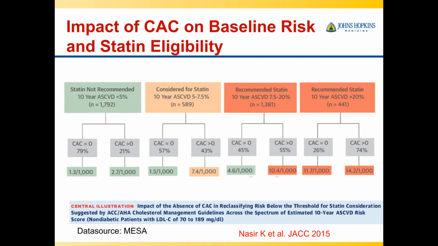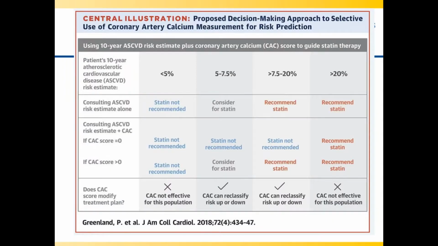But it's the ones in the middle, particularly if you're above 7.5%. Even in this borderline group, 5 to 7.5%, it would shift you above or below the 7.5% threshold. And this is why, in this review article by Phil Greenland and Jack, which actually came out before the cholesterol guidelines, this is kind of what the guidelines said too. If you have a 10-year score by the pooled cohort equation less than 5, you don't really need to use CAC. CAC is really not that effective.